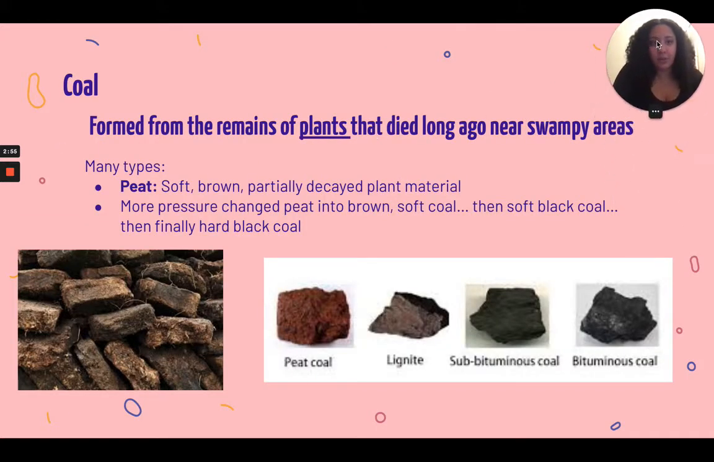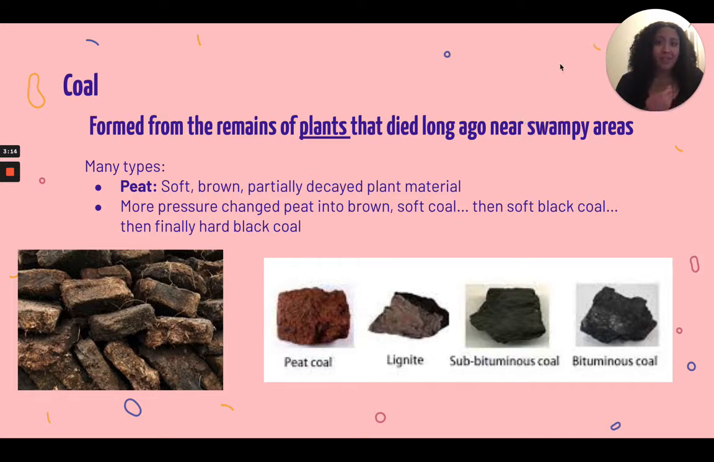So first let's talk about coal. Coal is formed from the remains of plants that died long ago near swampy areas. There's many types. First is peat. Peat's the first to form. That's soft, it's brown, and it's partially decayed plant material. So you can still see the plants, right?